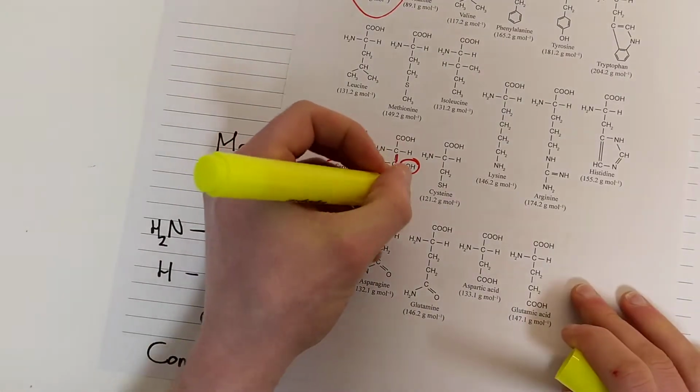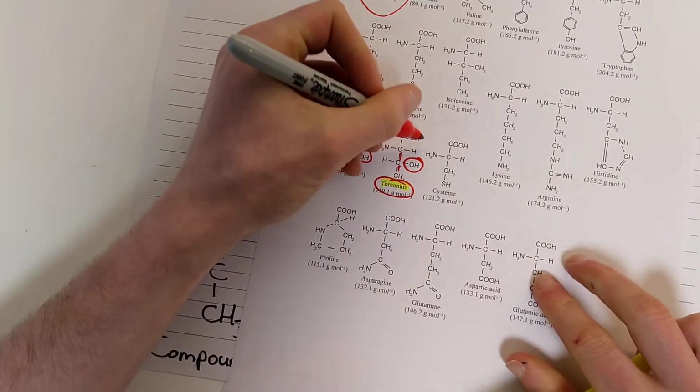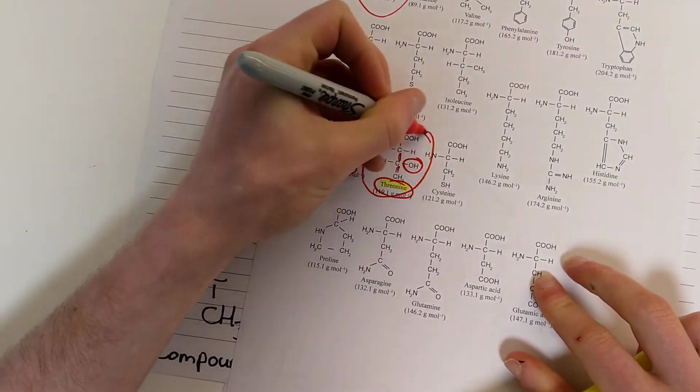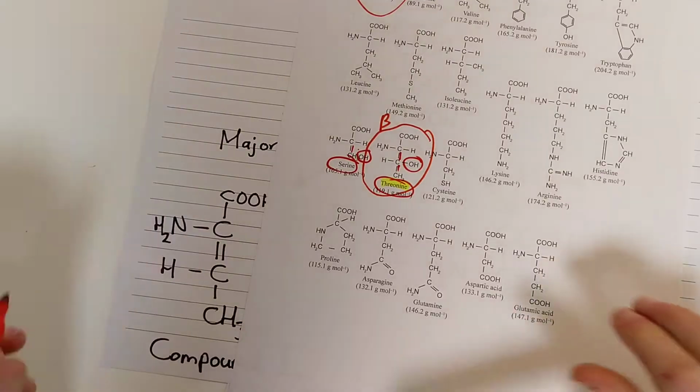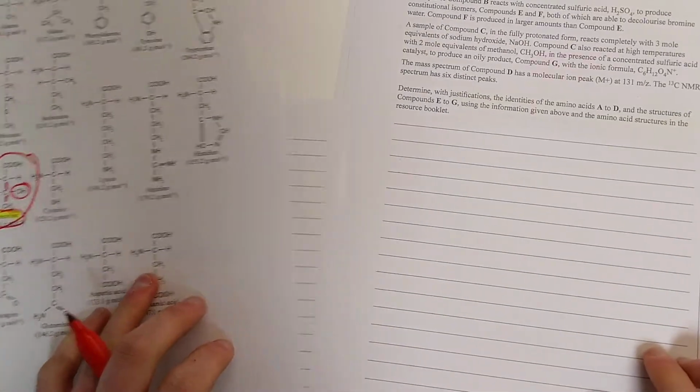So threonine is compound B because it has that secondary alcohol. Serine just had a primary alcohol, so it's not capable of forming 2 different products. So threonine is compound B. Okay, what about compound C?